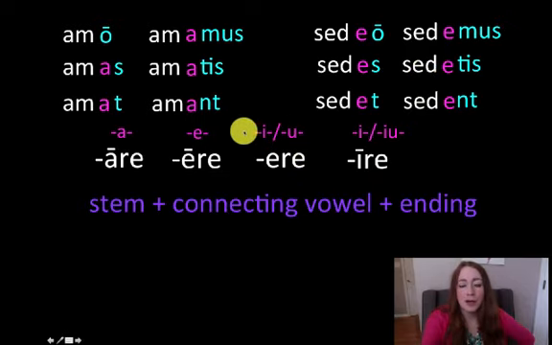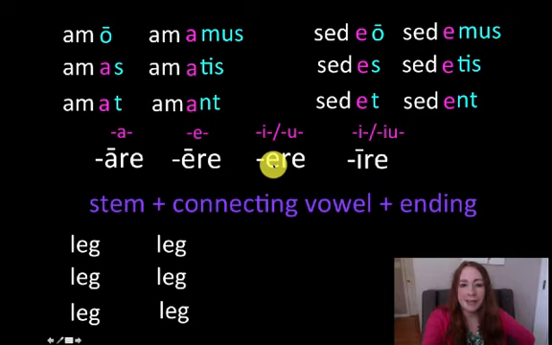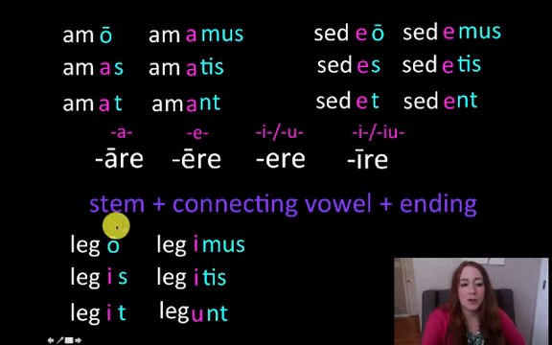Now let's go to our third conjugation. Leg, which means read. Add my connecting vowel, add my endings. So I read, you read, he, she, it reads. We read, you all read, they read. Notice how the I switched to the U. Also, in the third conjugation, we don't add an extra connecting vowel.